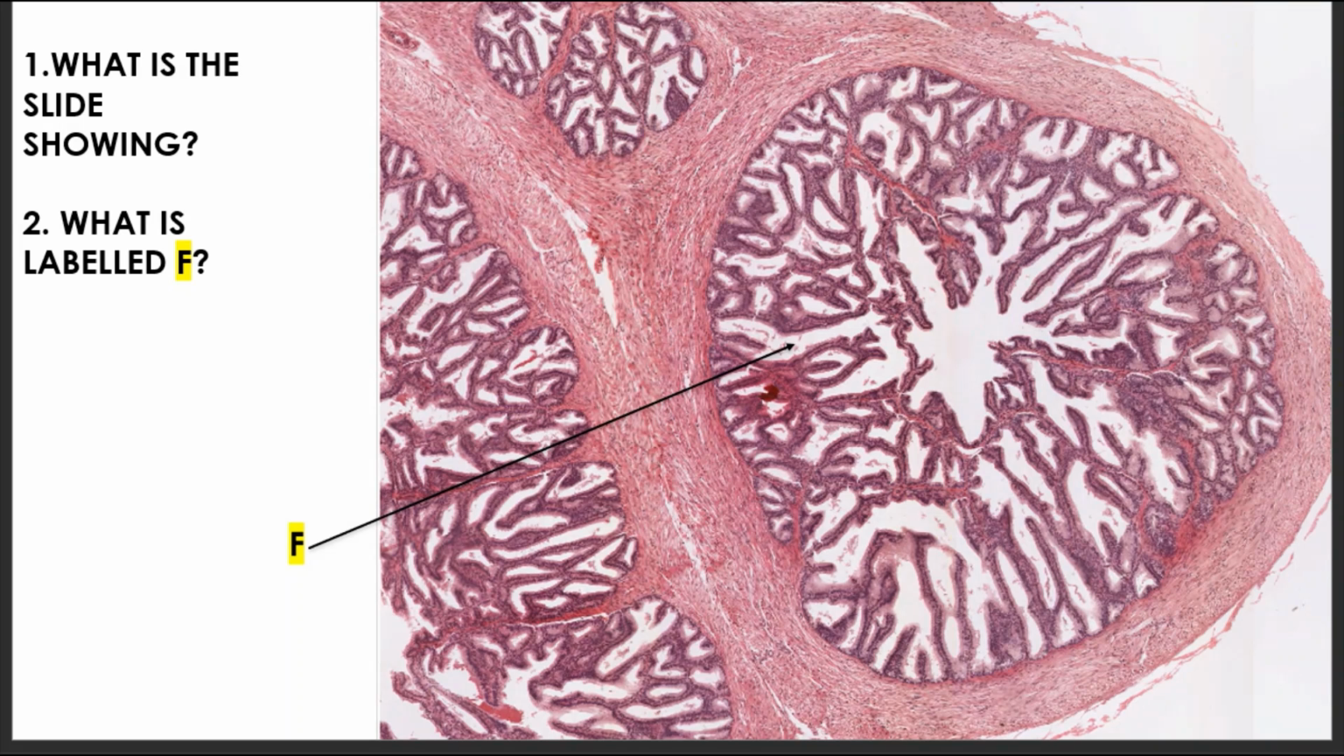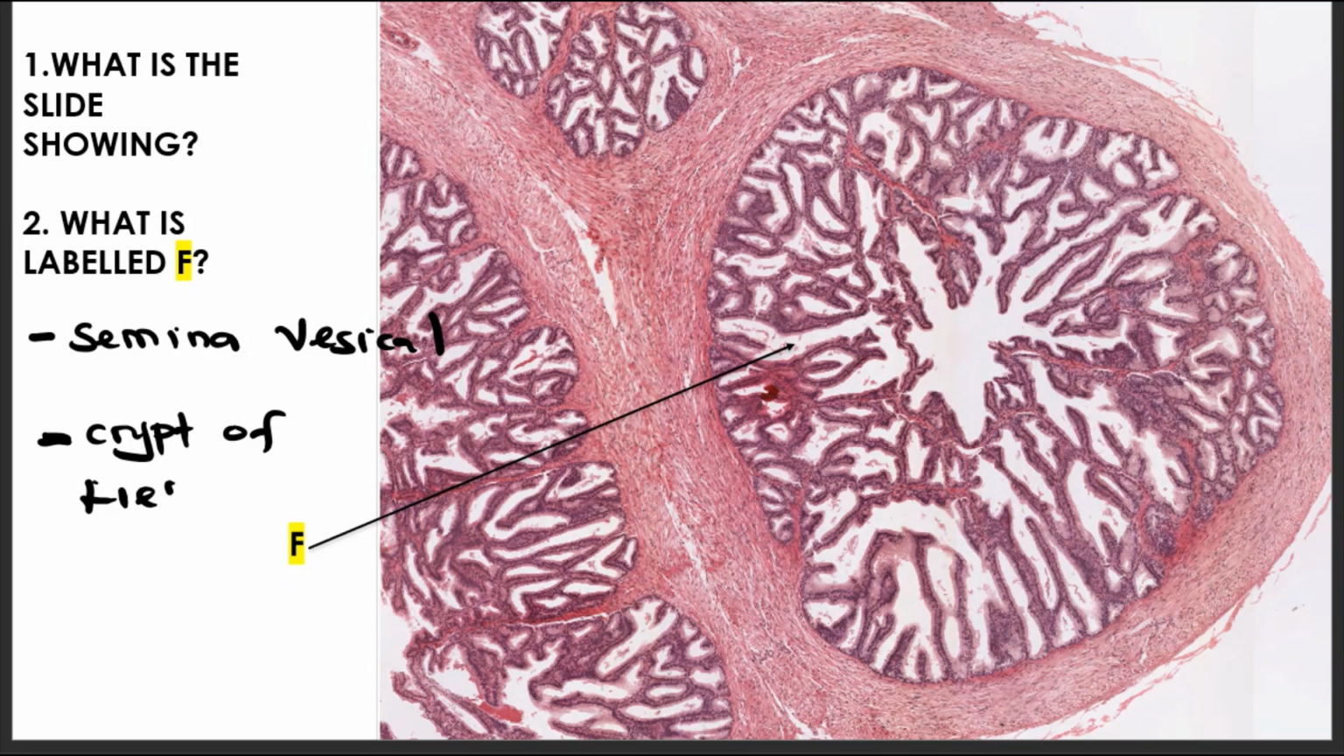What is this slide showing? This is the seminal vesicle. What is labeled F? So what is labeled F there is simply the crypt of Lieberkühn.